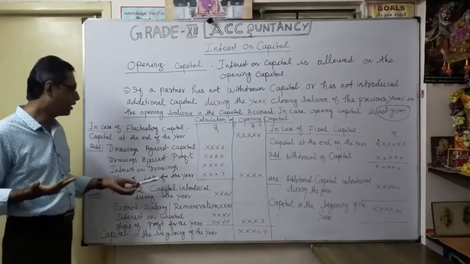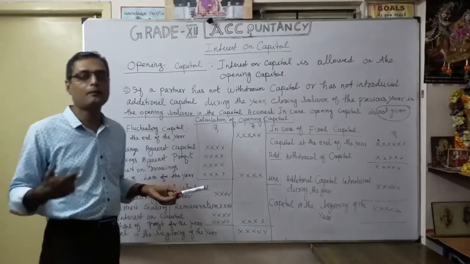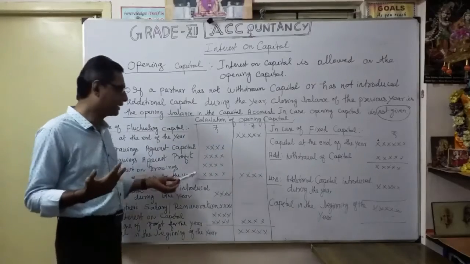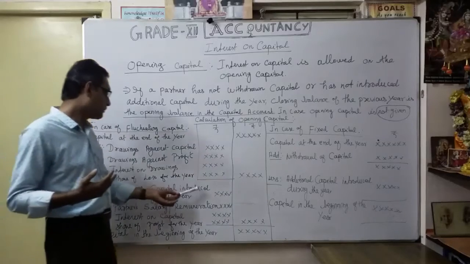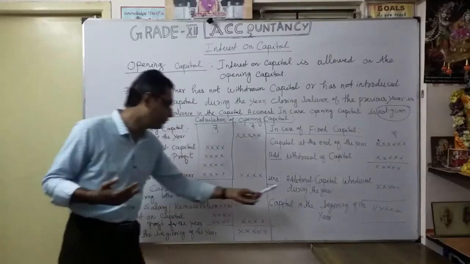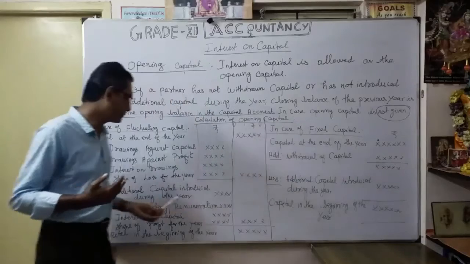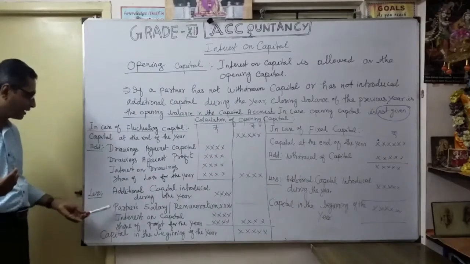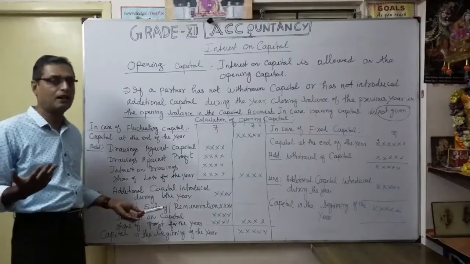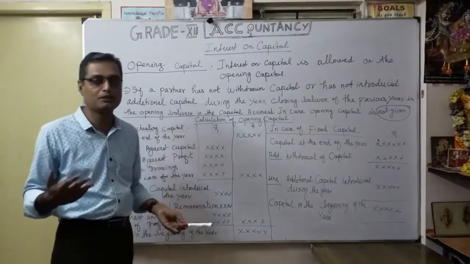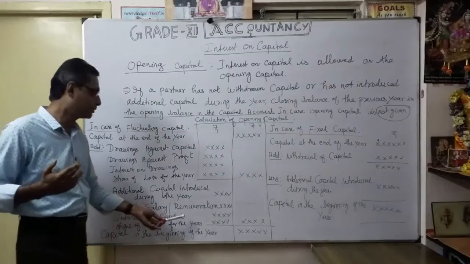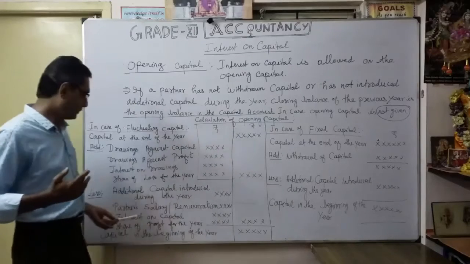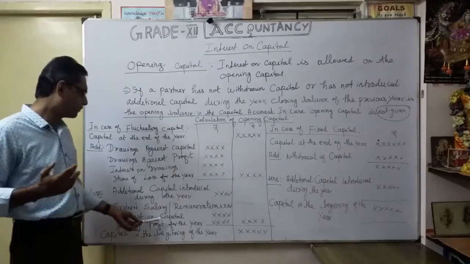Then the share of loss for the year. Suppose a firm made a loss, you are going to add it. Then what should be deducted? Less additional capital introduced during the year. Same manner here, additional capital introduced during the year. Then again, partner's salary or remuneration given to the partner will go into deduction. Thereafter, interest on capital. Then finally, share of profit for the year.